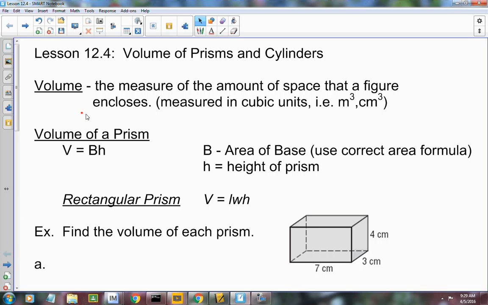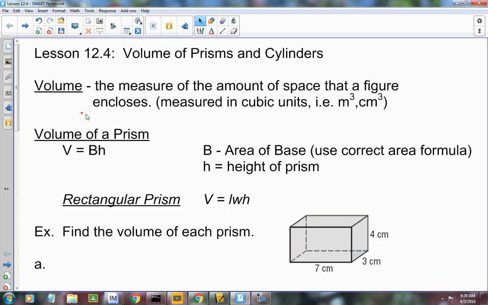The volume of the prism and the cylinder is the same. It's the area of the base times the height. And again, the area of the base takes on whatever the base shape is, okay? And then the height is the height of the prism.